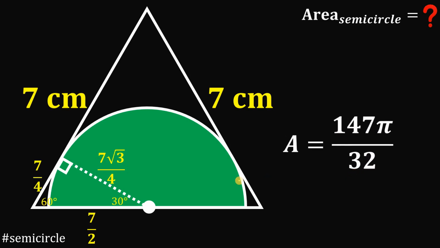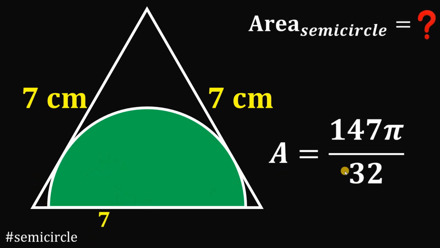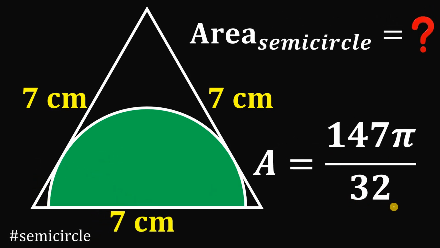And that is the area of this semicircle. So the area of the semicircle, given this information, must be equal to 147 pi over 32 square centimeters. And as always, we are done.